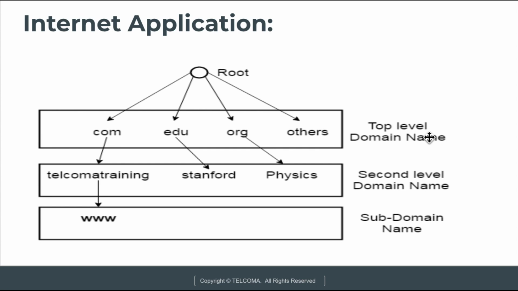Here some TLDs are generic and some of the other TLDs are restricted to specific groups or government agencies, like org for organizations, biz for businesses, coop for cooperative associations, mil for the US military and travel for travel and tourism websites. Whereas the second level domains are the names of websites like Telcoma Training or Telcoma Global, Stanford, physics, whereas the subdomain is www. In this way it forms the hierarchical diagram.